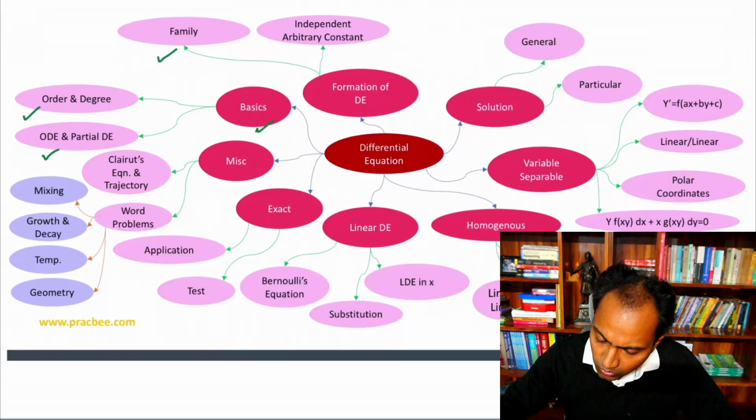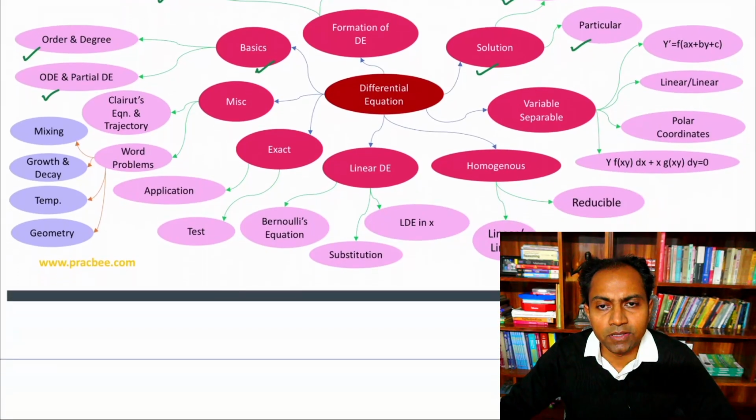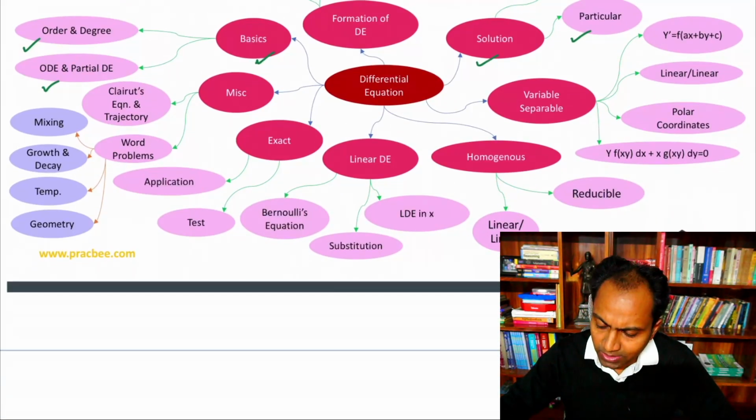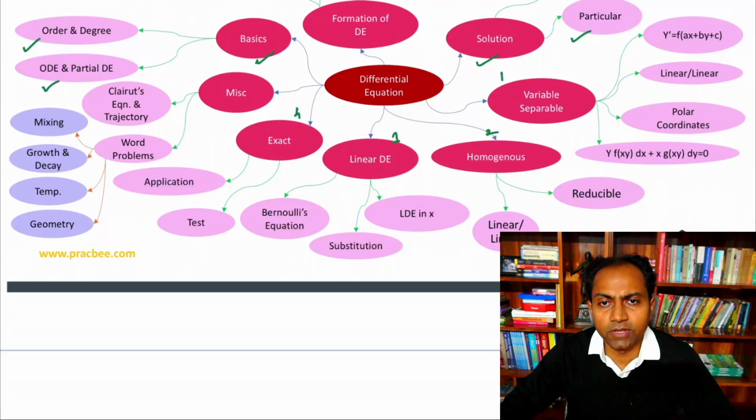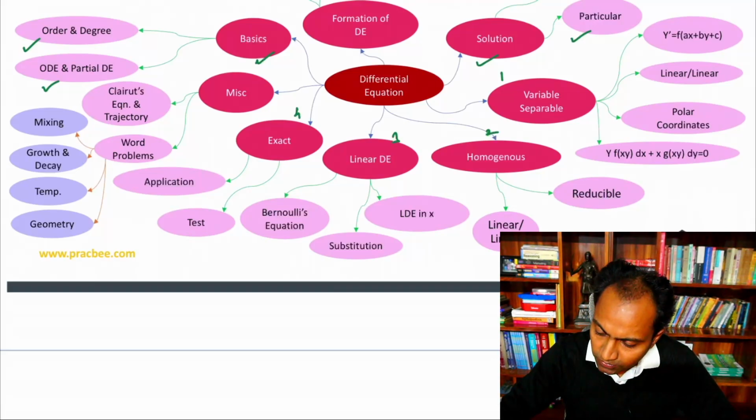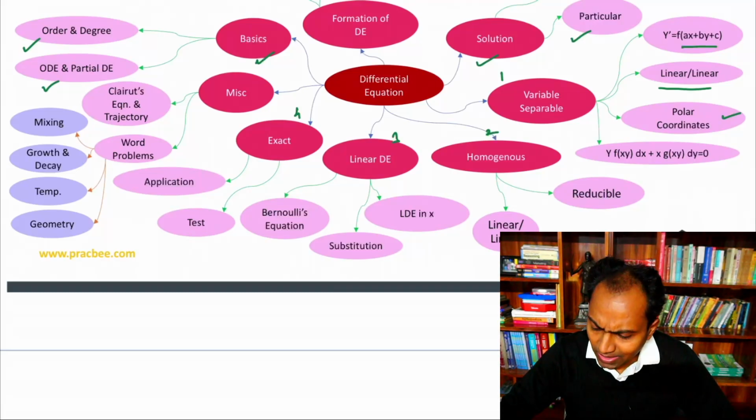Now once we move towards the next part, we move towards solution and we look into two types of solution, general and particular solution. Further, the discussion moves towards variable separable and we are going to look into four important types. One is variable separable, homogeneous, linear differential, exact. Then we go into subtypes of variable separable in terms of involving functions, linear functions of ax plus b, by plus c. Then linear by linear form, and we can also use polar coordinate form and one more form.